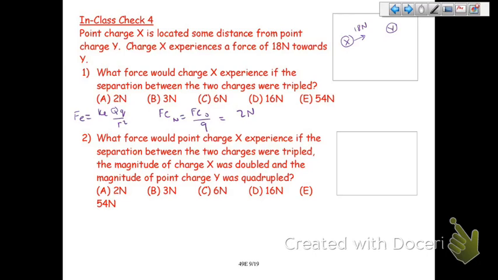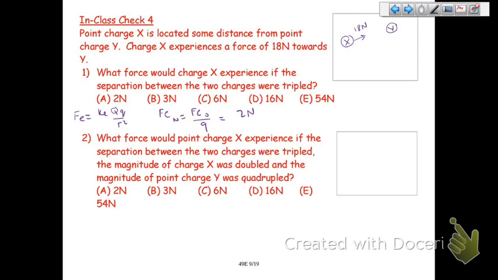What force would a point charge experience if the separation between two charges were tripled, the magnitude of charge X were doubled, and the magnitude of charge Y was quadrupled? And not many people can do that in their heads. But what we do is we do it like this.